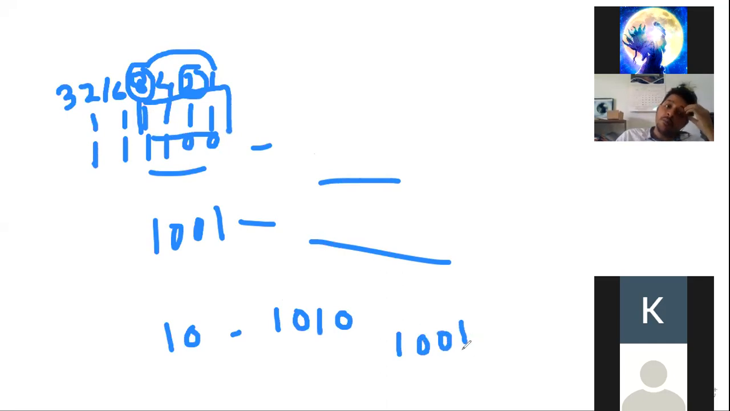Understood or not? But when I'm talking about 6, what is the place value of this? 0 1 1 0. What does it indicate? 4 plus 2, that is equal to 6, isn't it? So it will be very easy for you to make a binary number, and you are actually learning this subject.